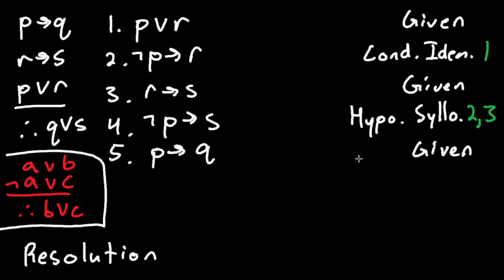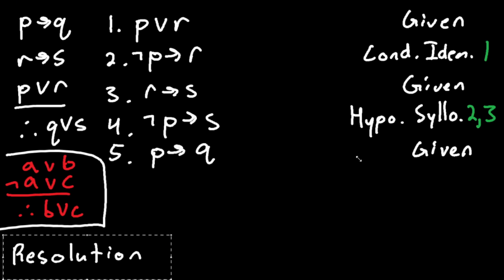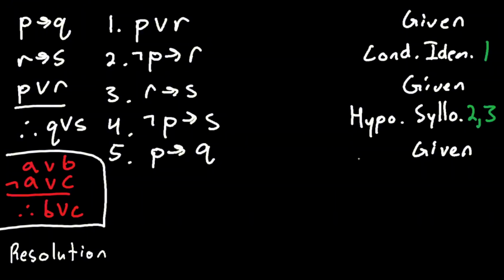So how do we get to resolution? By using, very conveniently, the conditional identity. The conditional identity turns the conditionals into OR statements. So let's use the conditional identity. And I might have to cram this a little bit.